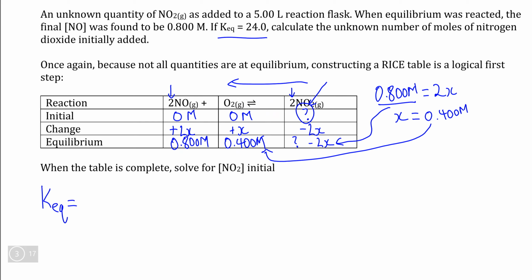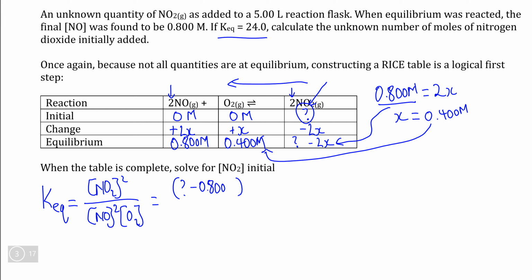So we have our KEQ expression, which is concentration of nitrogen dioxide squared divided by concentration of nitrogen monoxide squared times the concentration of oxygen gas. But this time we're going to be putting in one of these concentrations that contains an unknown here. This is what we want to solve for. So we know the equilibrium concentration of nitrogen dioxide is going to be our unknown initial concentration minus 2x, which is 0.800 moles per liter, and the rest of our values we can put in exactly the same way.